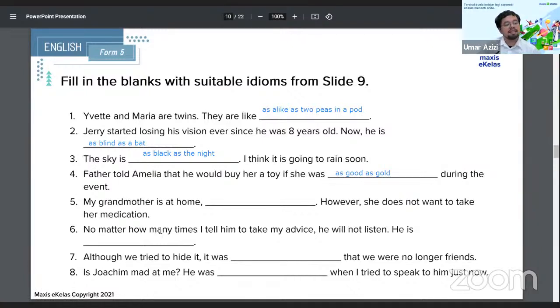My grandmother is at home. However, she does not want to take her medication. What idiom works here? Why would you need to get medicine? What situation requires you to be in need of medicine? It's when... as stubborn as a mule, yes, the grandmother is that, but does that require you to take medicine? Remember, it's coming in the first part of the sentence.